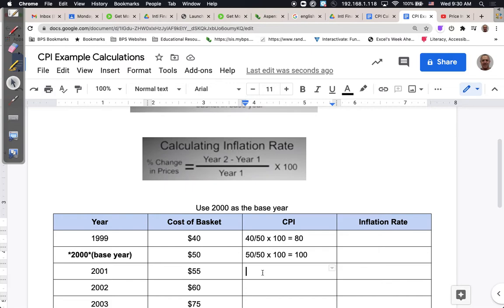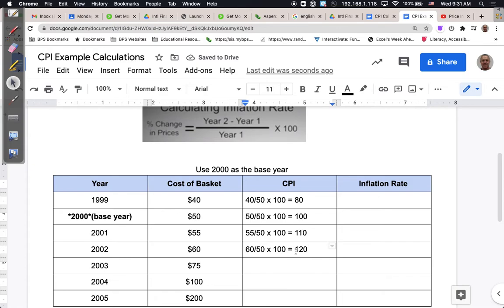All right, so 2001, the cost of the basket is $55. Divide that by the cost in the base year, multiply by 100. That's going to give you 110. All right, 60 divided by 50 times 100. Some of you guys won't need a calculator for some of these numbers. 120. All right. If you have a good calculator, you can put this all in one step. 60 divided by 50 times 100.